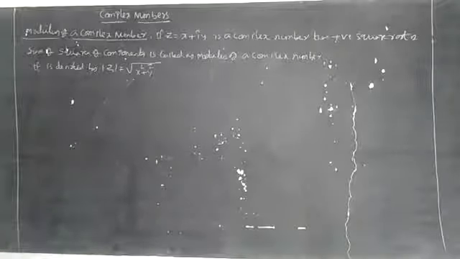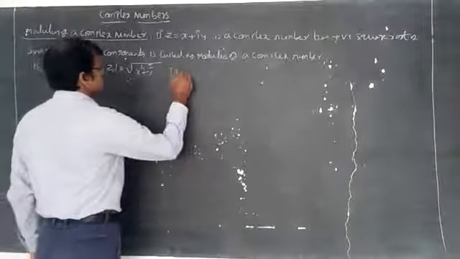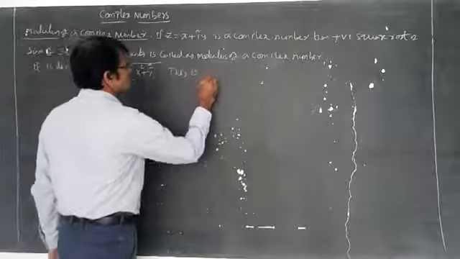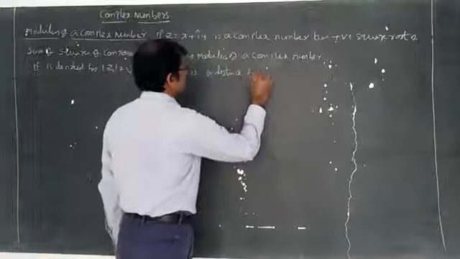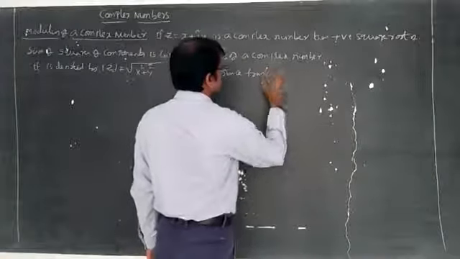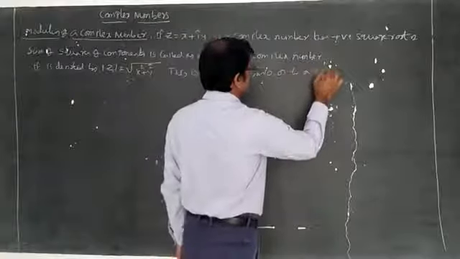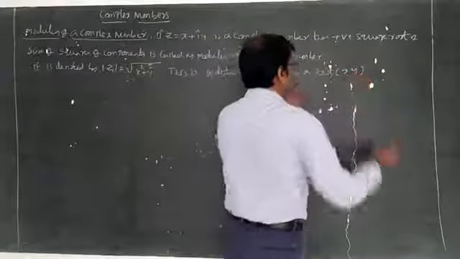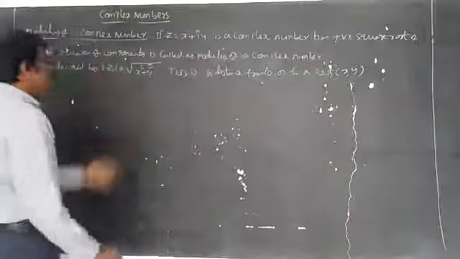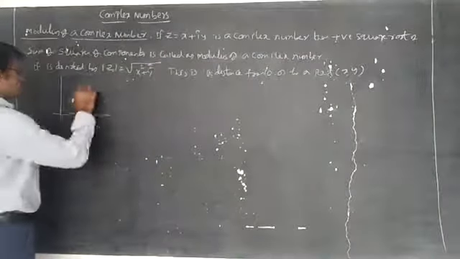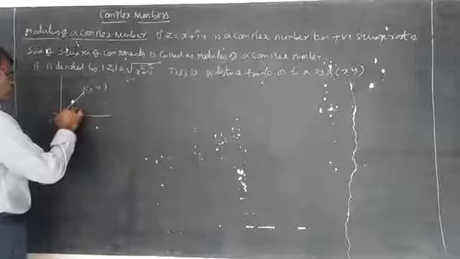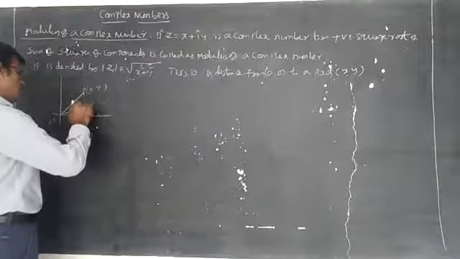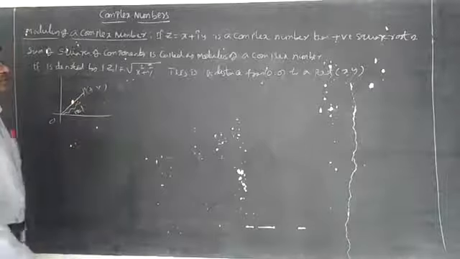Geometrically, we can say this is the distance from the origin 0, 0 to a point x comma y. So here P is x comma y, this is O, the origin, and OP is nothing but the modulus of z, that is root of x square plus y square.